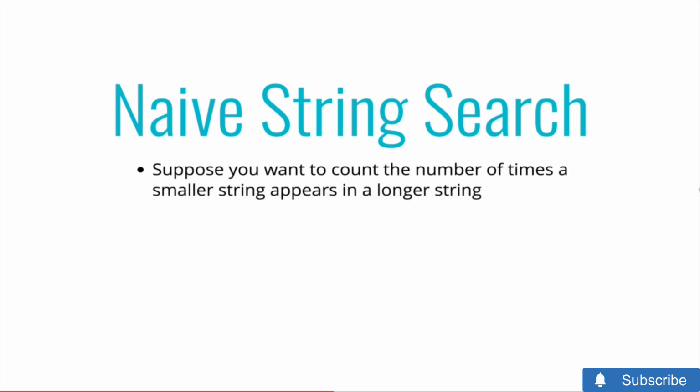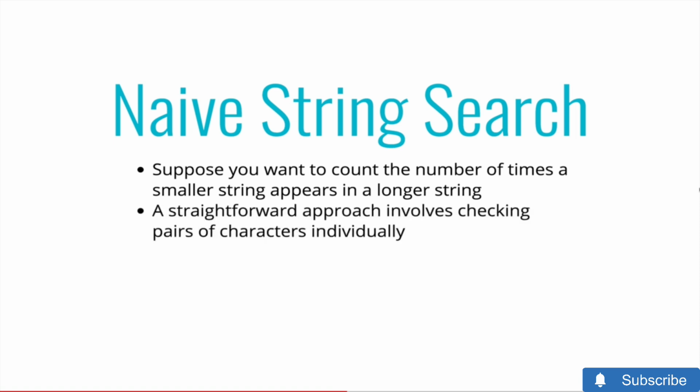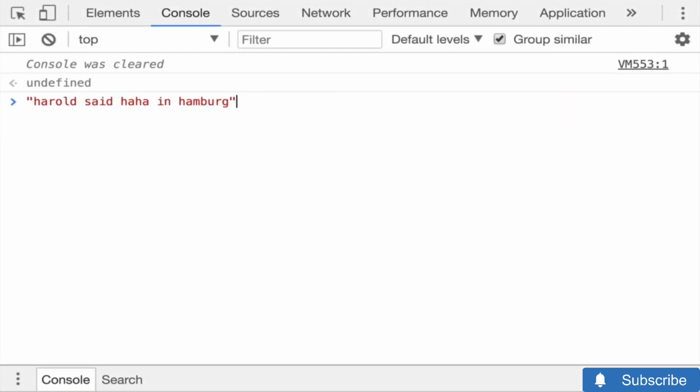So imagine that you want to count the number of times a smaller string appears in a longer string. A straightforward approach involves checking pairs of characters individually. Imagine we have this string here: Harold said, haha, in Hamburg. If we were searching for just a single character, like the letter I, that's very easy. That's basically what we've done. You just do a linear search.